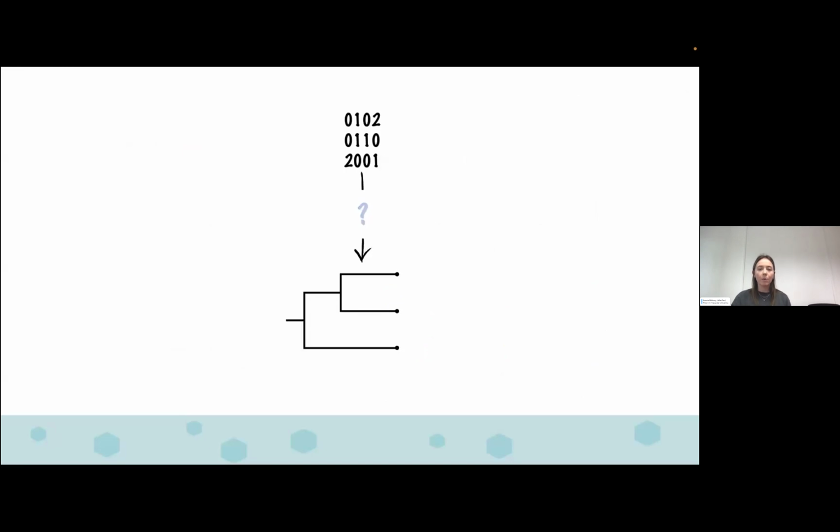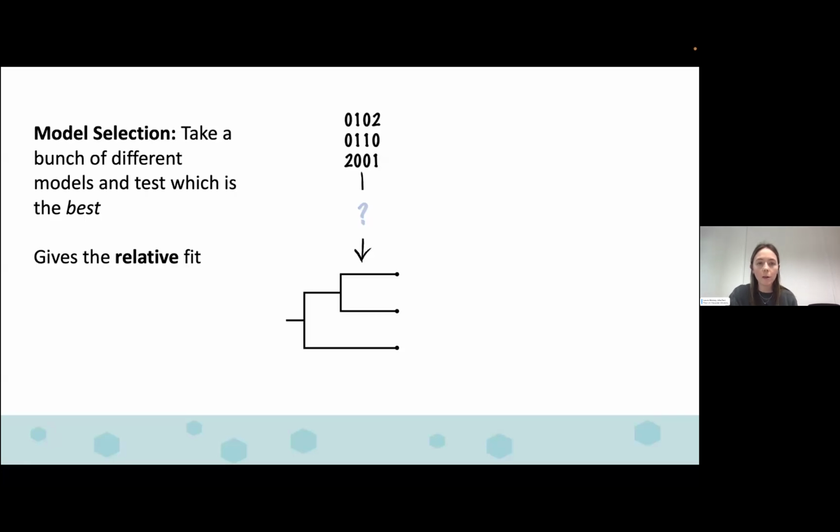So when you're trying to choose a model, you have your alignment, you want to get your tree. Quite a common approach, or what people often think of, is to use model selection. Model selection in phylogenetics usually involves estimating your marginal likelihoods, and then calculating your Bayes factors to choose between 2, 3, 4 different models.